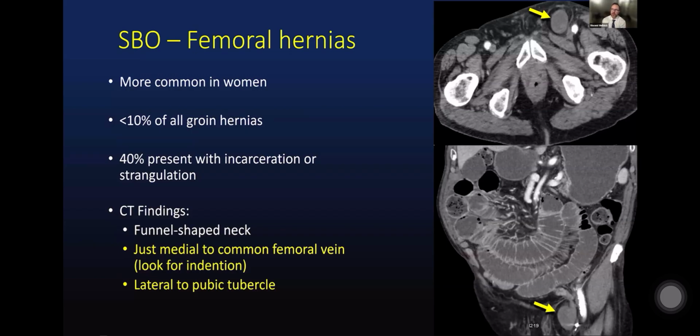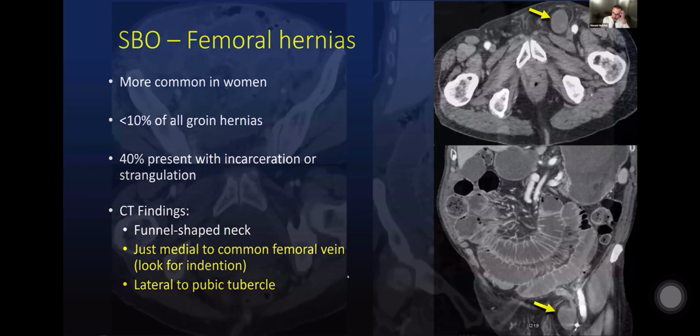And again, if you're debating between an inguinal and a femoral hernia as an underlying cause for small bowel obstruction, based on the odds, it's probably an inguinal hernia. But if you see a funnel-shaped neck, if you see it touching or deforming the common femoral vein, if you see it traversing lateral to the pubic tubercle, those are all signs that may allow you to suggest a femoral hernia rather than an inguinal one.